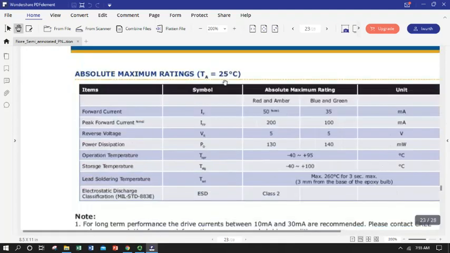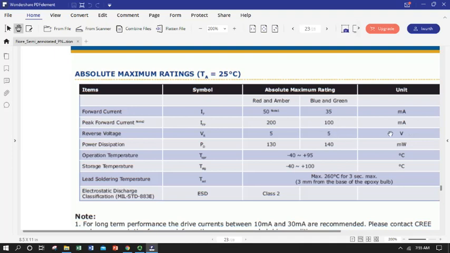A lot of specs are written really small. Forward current in milliamps: 50 milliamps max for red or a yellow LED, 35 max for blue or green. Peak, so you can have a momentary surge of current that's up to 200 or 100 respectively, so really different depending on color. Reverse voltage, total: don't put more than this amount of voltage in reverse bias.